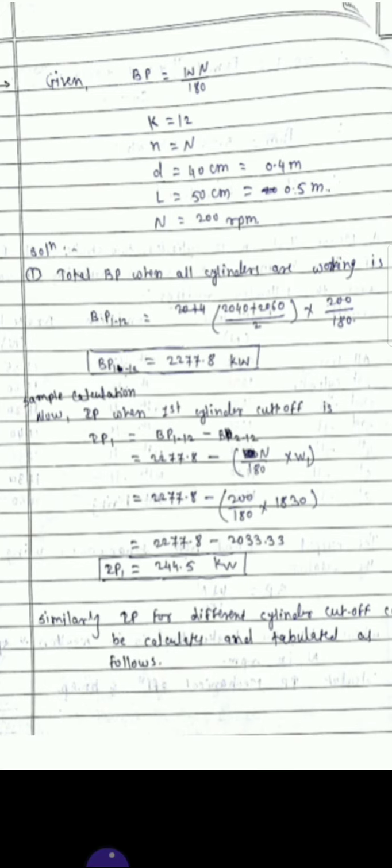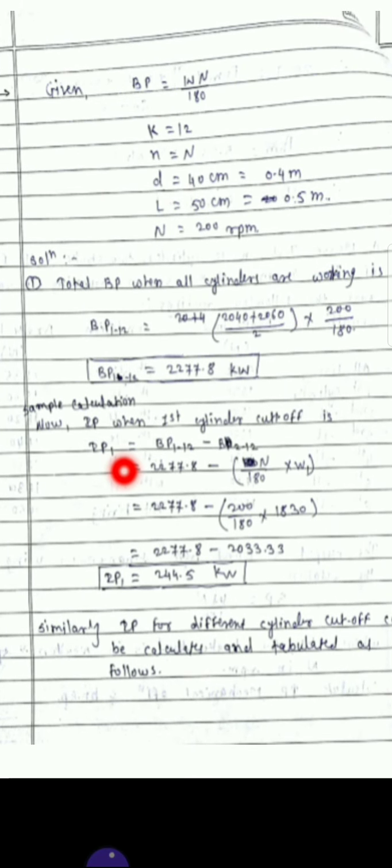Now we have to find out the individual powers IP1, IP2, IP3 up to IP12, similar to the previous problem. How to find out that? Again the same formula. IP1 equals total brake power minus brake power when cylinder 1 is made inoperative. So how do we find this brake power when cylinder 1 is made inoperative? The formula is given here, the same formula, W into N divided by 180.